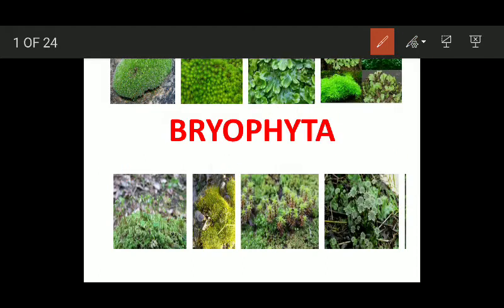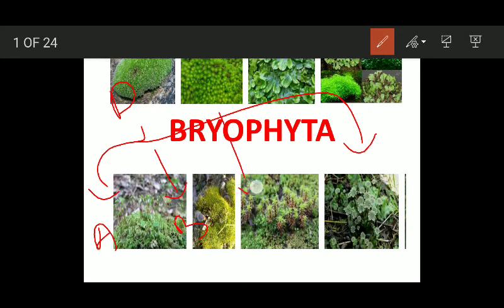Here we have plants divided into different divisions: algae, then we have bryophytes, then pteridophytes, then gymnosperms, and finally angiosperms. Okay, so we have completed algae. Now we are talking about bryophytes. Now let's first of all look at the term Bryophyta.